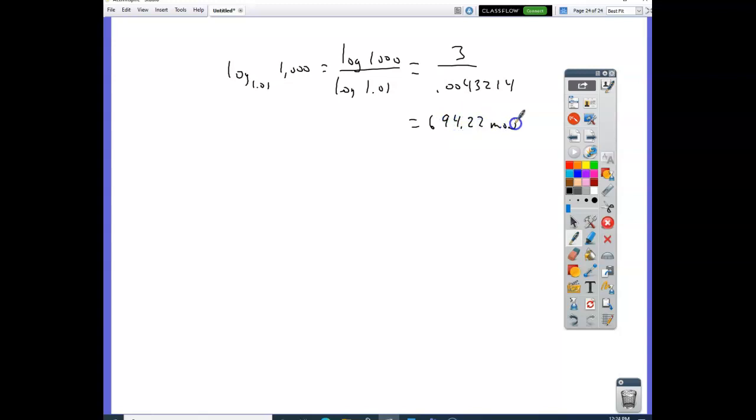694.22 months, which when I'm divided by 12 means I'm going to die. Sorry about that. Oh my gosh. 86 years. That's a long time to wait. It's a long time for me to wait. How long is it for you to wait?